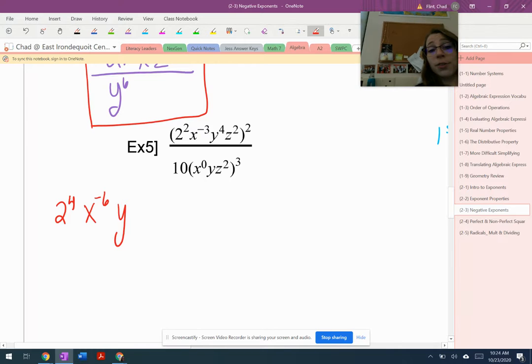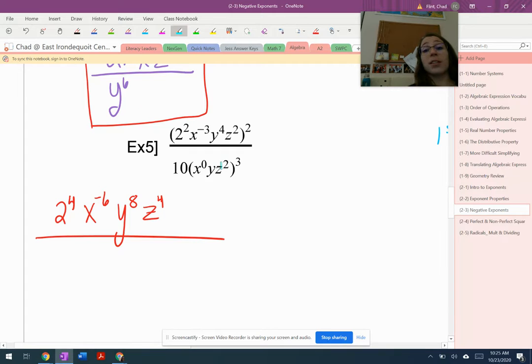Y to the fourth squared would be y to the fourth times y to the fourth, which is 4 times 2, 8. And z squared times z squared, 2 times 2, gives you that 4, or z to the fourth. So there's my numerator. Now in my denominator, notice not every single piece there is being raised to that cubed. Only the things in the parentheses are.